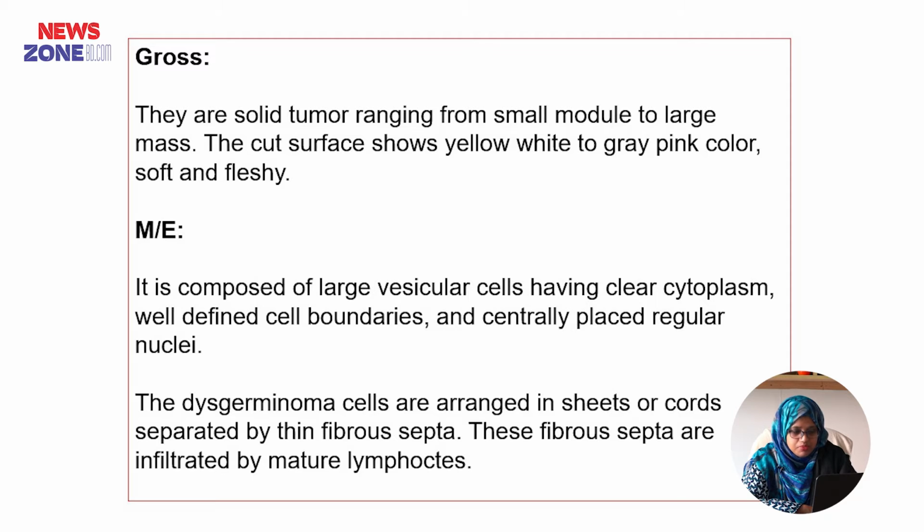During microscopic examination, it is composed of large vesicular cells that have clear cytoplasm, well-defined cell boundaries and centrally placed regular nuclei. The dysgerminoma cells are arranged in sheets or cords that are separated by thin fibrous septa. These fibrous septa are infiltrated by mature lymphocytes.